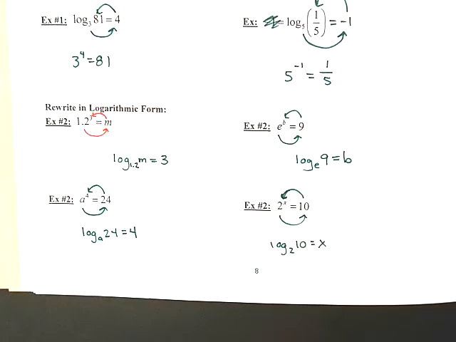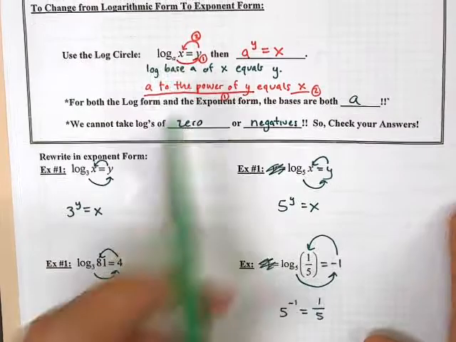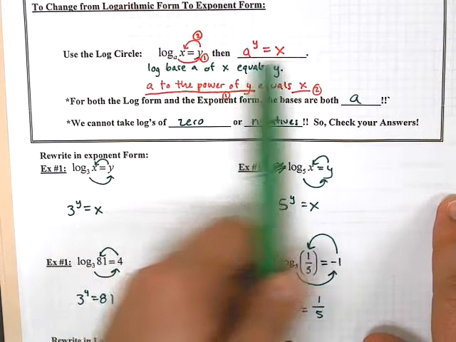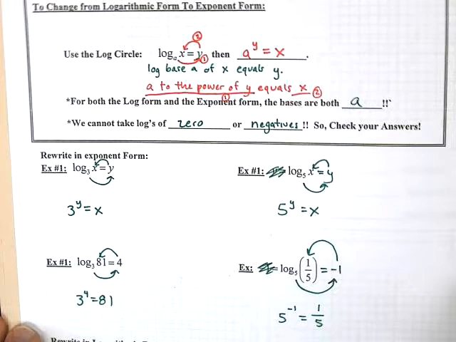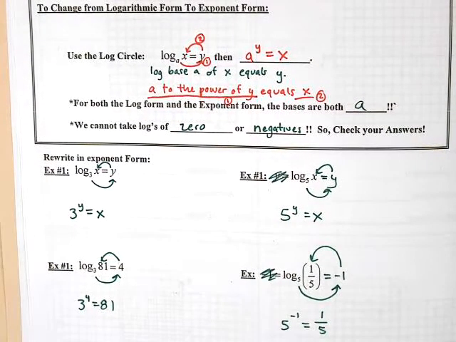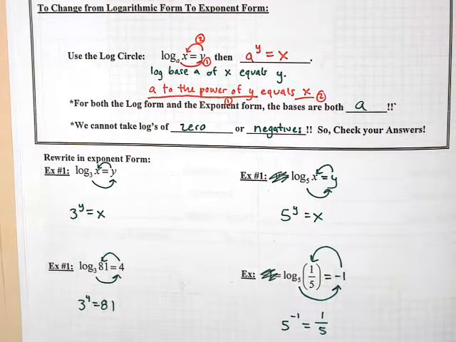All right. So I need you guys to feel confident and be very capable of going back and forth between log form and exponential form. All right. This is important, because being able to go back and forth with them will allow us to graph better, and it will allow us to solve much easier.